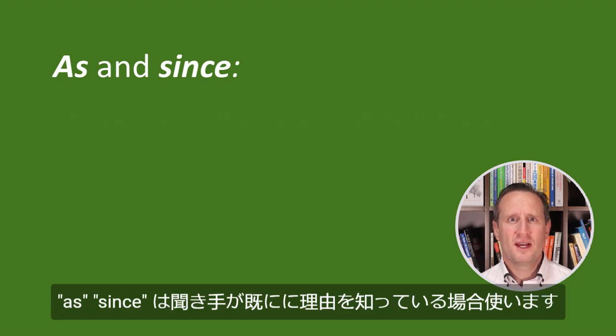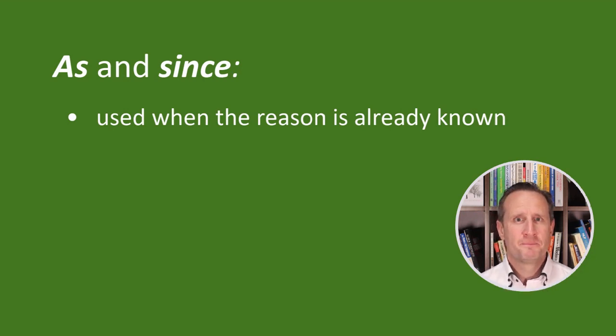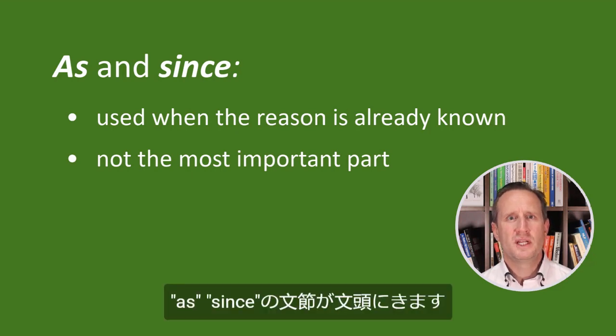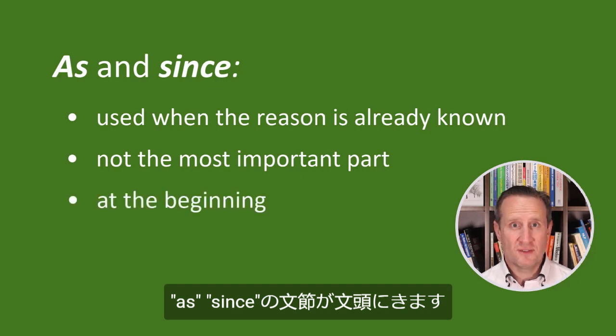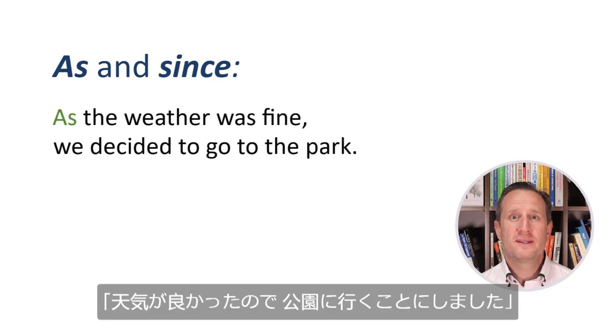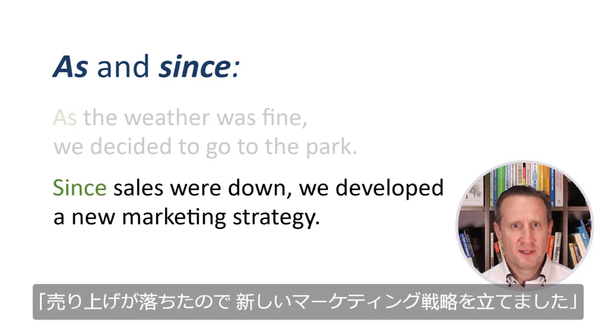As and since are used when the reason is already known to the listener or reader, or when it is not the most important part of the sentence. And usually, as and since clauses come at the beginning of sentences. For example, as the weather was fine, we decided to go to the park. Since sales were down, we developed a new marketing strategy.